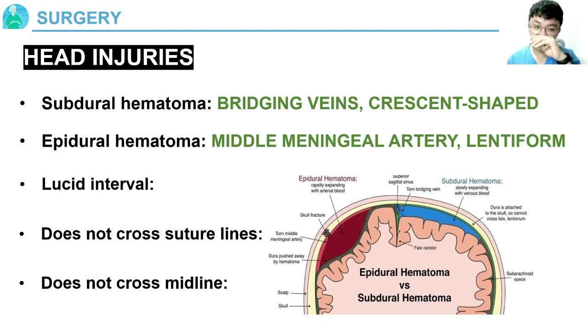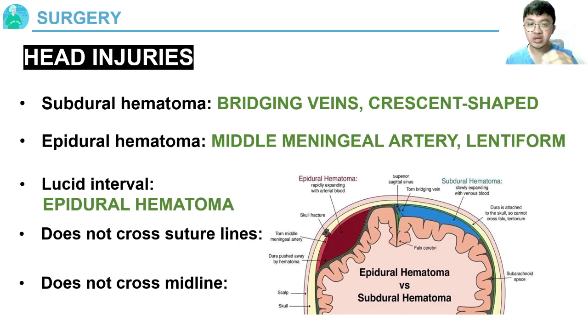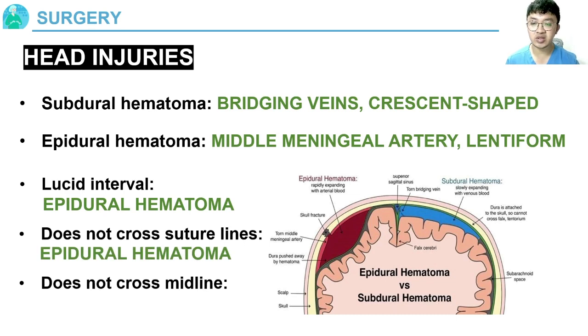Okay. For the lucid interval, you can see this in your epidural hematoma. That's why in epidural hematoma, you need to have an absolute GCS score of less than 8 to operate on the patient. So in subdural, you don't need to wait for it to go down to less than 8. You just need it to trend, deteriorating by a GCS score of 2, right? Among the two, which does not cross suture lines, this is your epidural hematoma, and which does not cross the midline, this is your subdural hematoma.